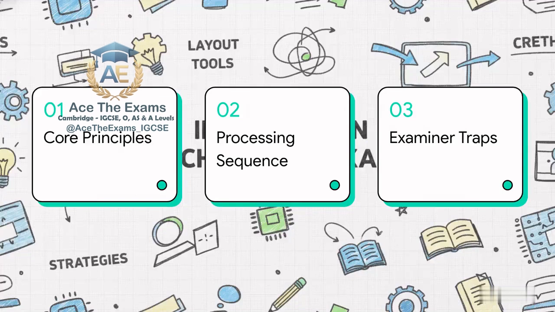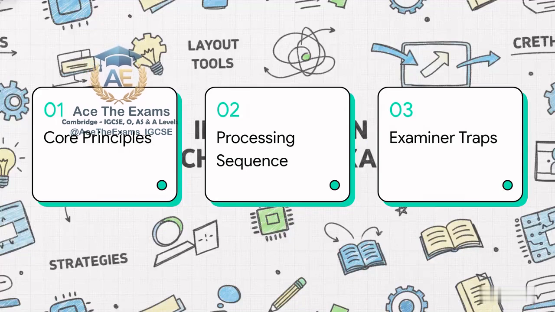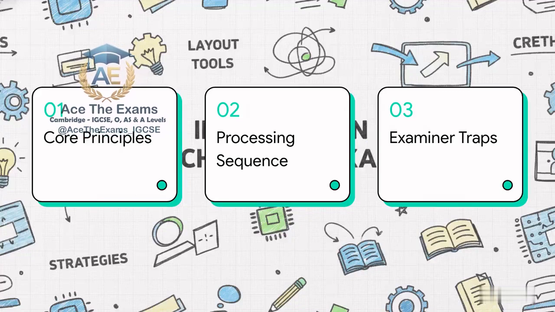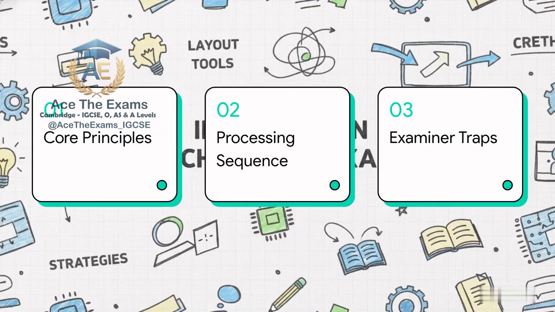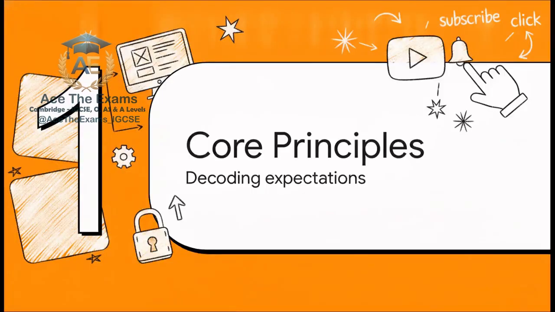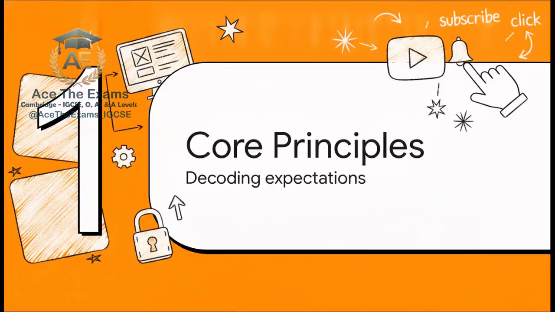Okay, here's our roadmap for today's explainer. First, we'll cover core principles. Second, we'll break down the processing sequence. And finally, we'll expose the examiner traps. Let's jump right in. Section 1, Core Principles. Let's decode what examiners actually expect from you.